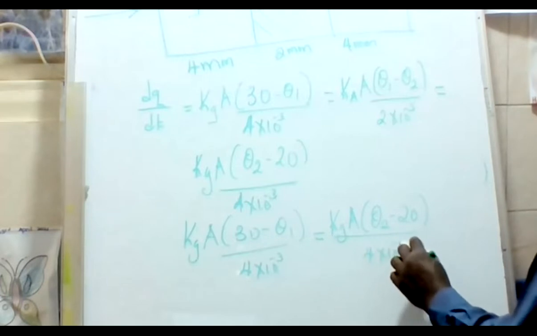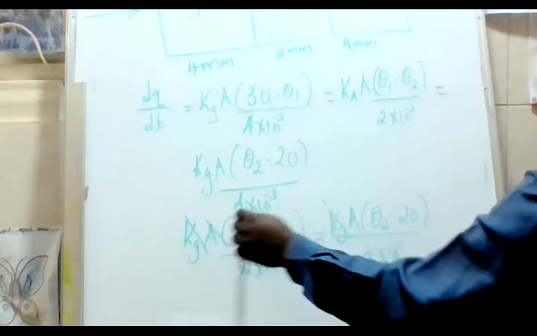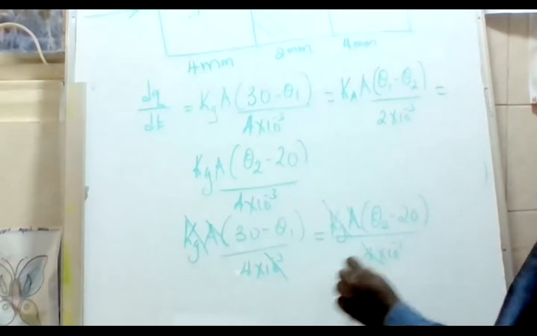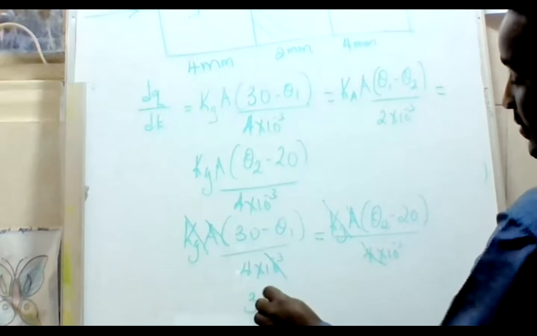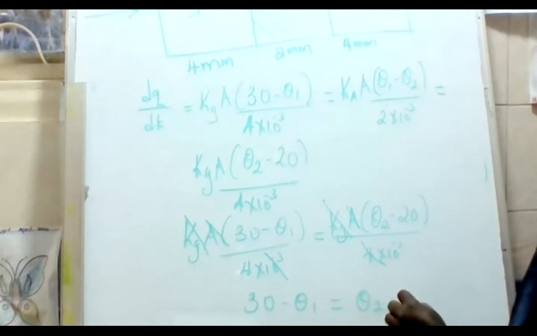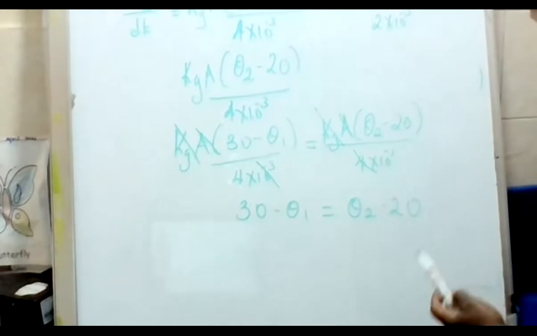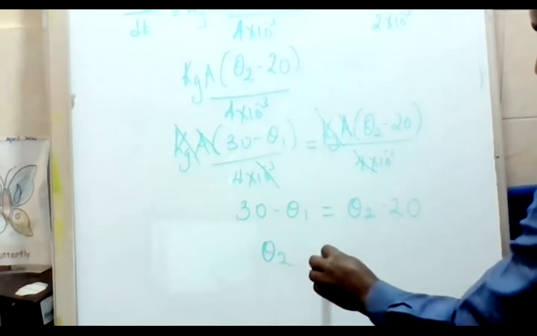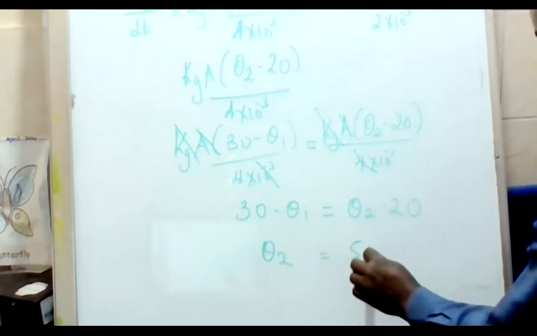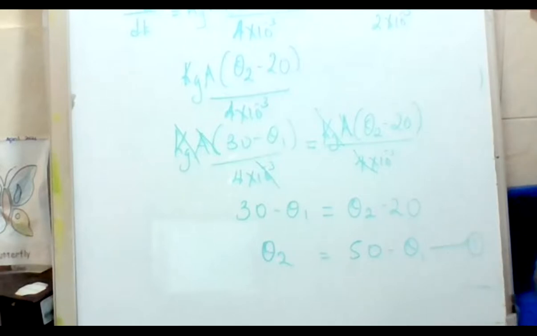Now this one will cancel with this one, and this will go with this. We're going to have 30 minus theta 1 equal to theta 2 minus 20. Are we together? Then you can make one of them the subject. So theta 2 will be equal to 50 minus theta 1. I call that equation 1.